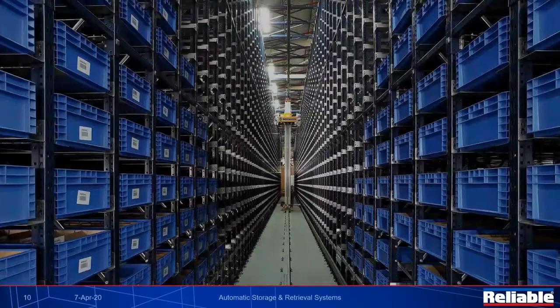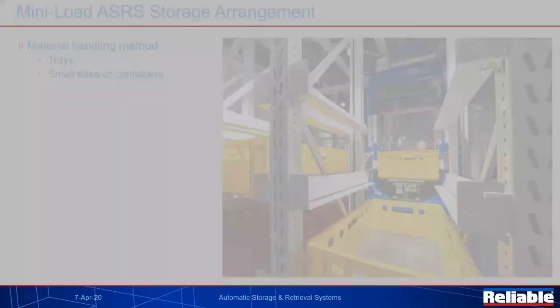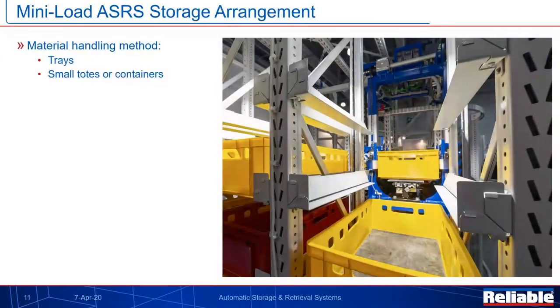Moving on, the first type of ASRS storage we're going to discuss in detail today is the mini load. This is our commodities that are stored in small containers in specialized racks. We're going to retrieve those containers using the stacker crane, which uses a rail system to go up and down the aisles. As we mentioned, the material handling method is going to be trays or small totes and containers.